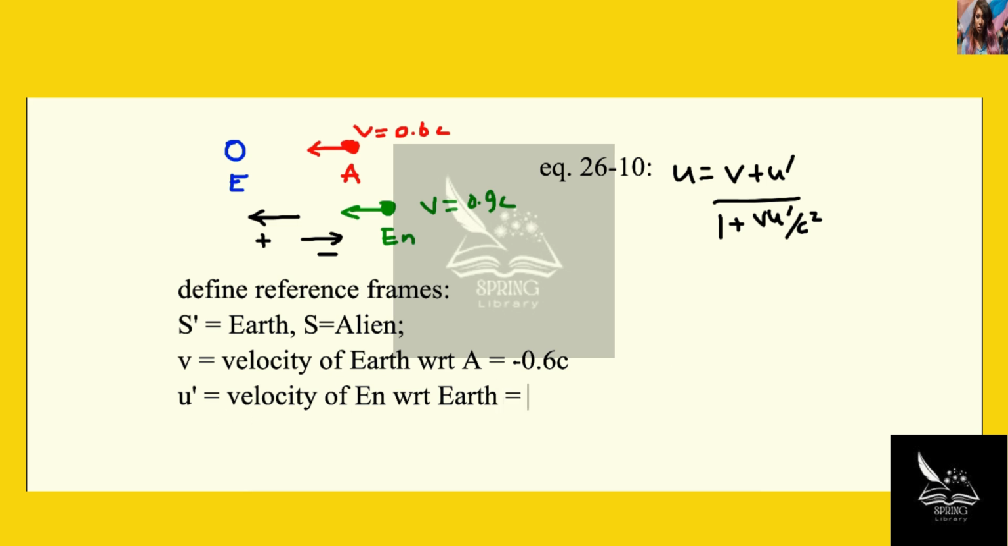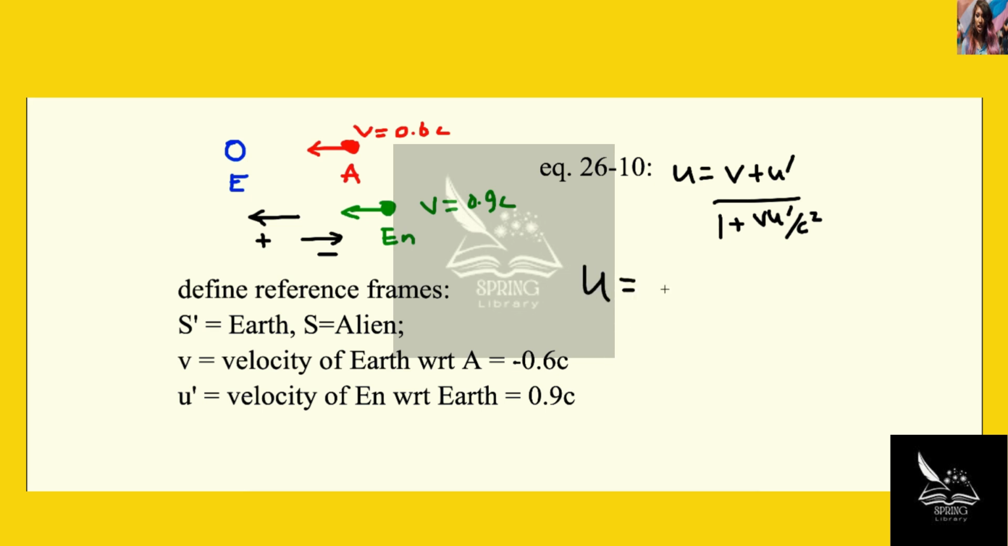u prime, the velocity of the Enterprise with respect to the Earth. The Enterprise is moving towards the Earth, so from Earth you measure its actual velocity, and it is in the positive direction. And so there we don't have a negative sign. All we have is 0.9 c. Okay, so you have your v and your u prime, and you are good to go. And so let's do that.